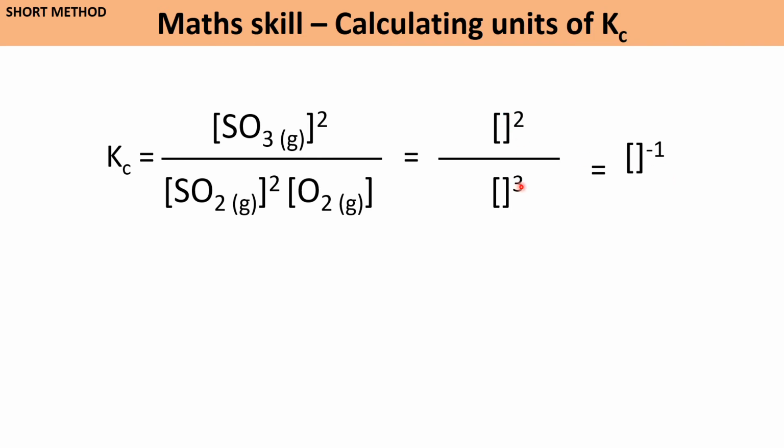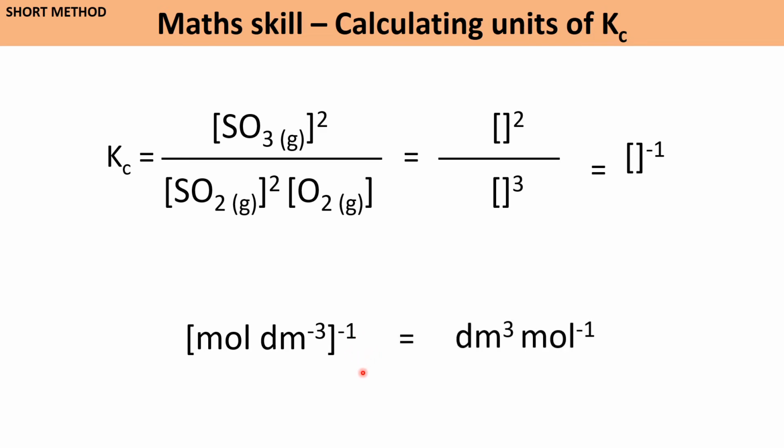which is the same because these are raised to the power of minus 1. 2 minus 3 is equal to minus 1. So this is going to be moles per decimeter cubed raised to the power of minus 1. Moles times minus 1 is equal to moles to the minus 1. Minus 3 to the minus 1 is going to be equal to 3. And there we get our units. So we can see there that this is a much faster method of calculating the units of Kc by simplifying the expression here, applying the law of indices, and then using this power and applying it to the units of moles per decimeter cubed.